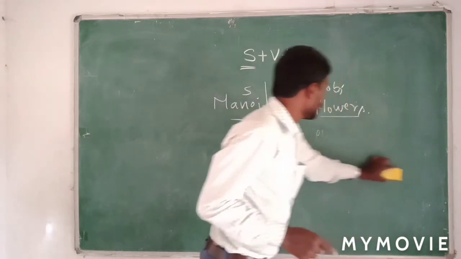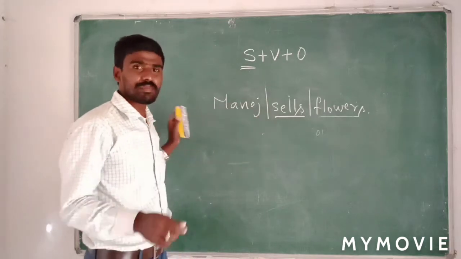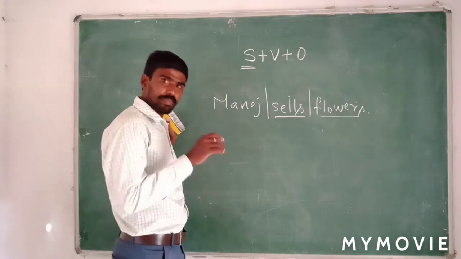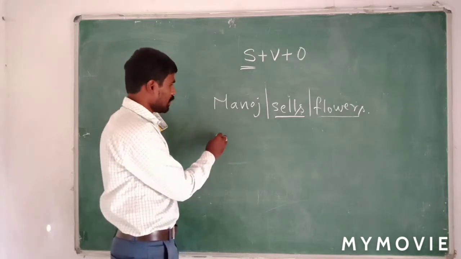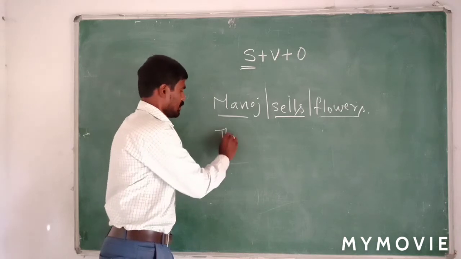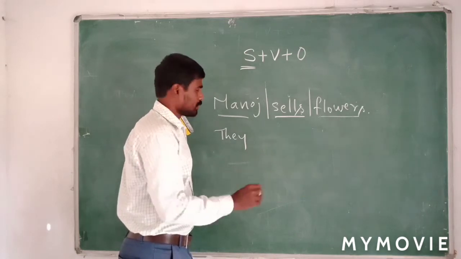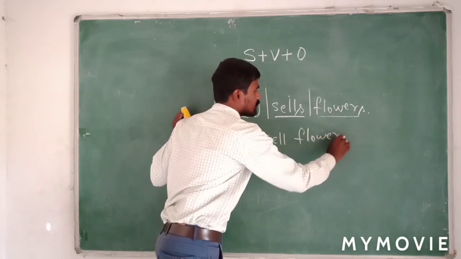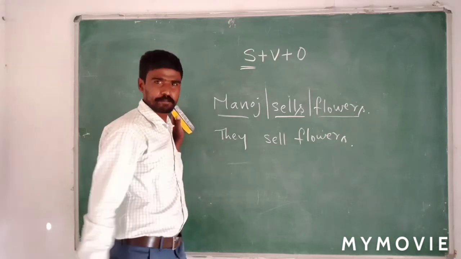Now here you may observe I have added s to the verb because it is in present tense. Now I will write one more sentence in present tense and let us see the difference. Now let us see the changes. Instead of Manoj, I take another subject: They, it is a plural subject. They sell flowers. Both sentences are in simple present tense.